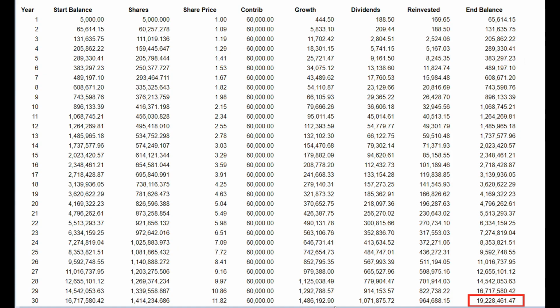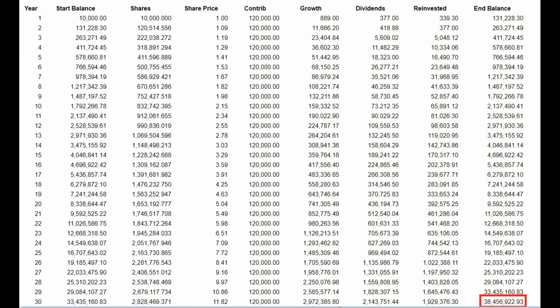Pretty impressive. But what if we add $5,000 a month? $19 million. And $10,000? $38 million. And $20,000? Wait, this is getting addictive. You can see how fun this is, and some people really get carried away with it.